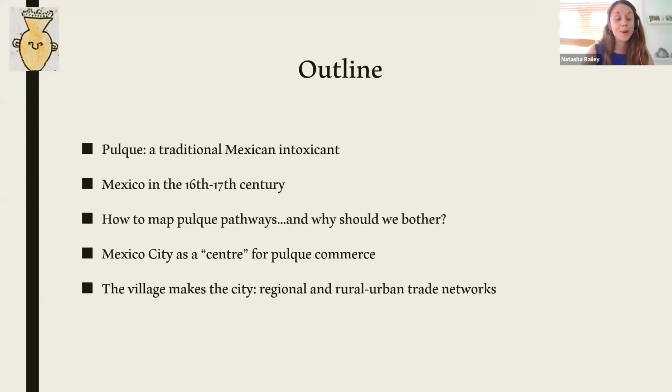I'll talk about Mexico City, the idea of its being a center of pulque commerce, and how looking at production rather than consumption challenges our conception of this. And then I'm going to finish by talking a bit about regional trade and trade networks between Mexico City and rural settlements.